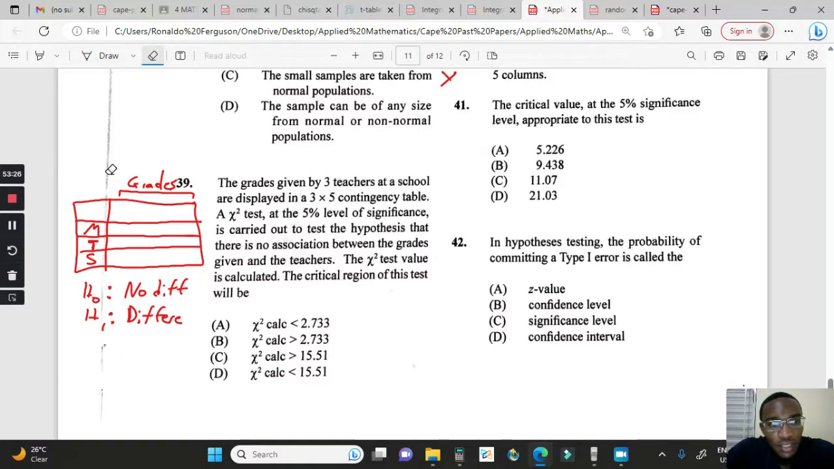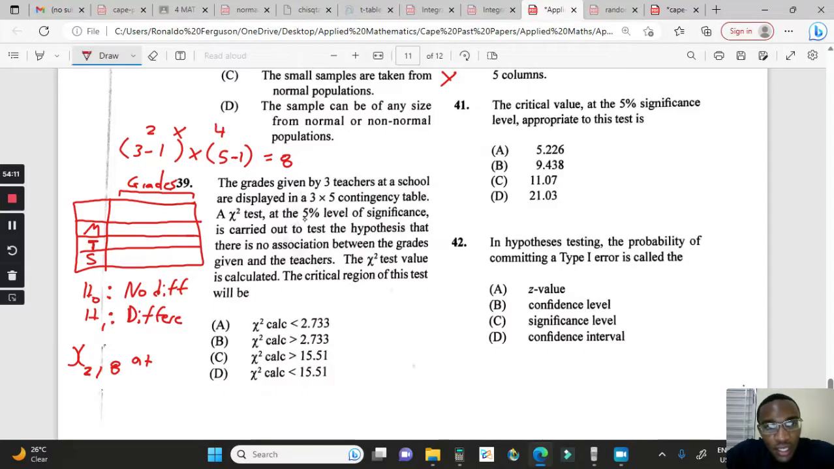Let me set up the test first. First thing, of course, you have to write down your chi-square test statistic. First you have to work out the degrees of freedom. We have 3 rows here, so 3 minus 1, times 5 minus 1. So the degrees of freedom is 2 times 4, which is 8 degrees of freedom. So we're looking at 8 degrees of freedom for our chi-square value. Now this is a two-tail test, so we take the 5% significance level and divide it by 2. 5% divided by 2 is 0.025. This is what we're looking at now.